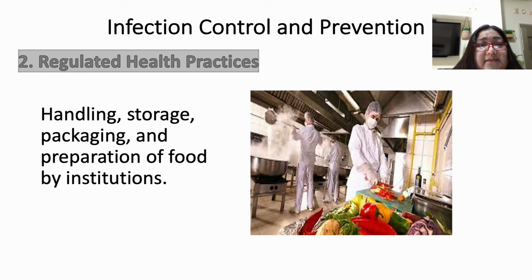Second is regulated health practices. For example, in restaurants, the handling, storage, packaging, and preparation of foods by institutions. It's very important. That's why we have laws. There are guidelines. Some post certificates, the sanitary permits. These are issued to establishments.